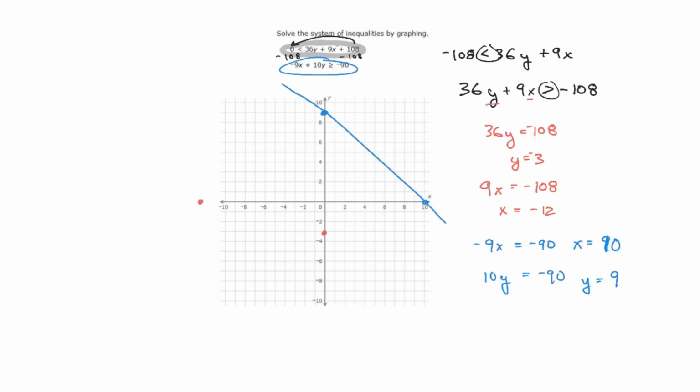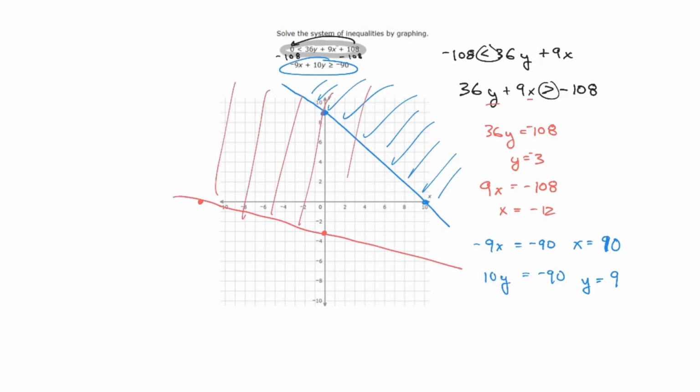Now it is solid because we have the greater than or equal to, and we might have to go back and look at the other one. So I'm shading here. And then for our red line, that's also greater than. I like this one because it has these lines and one is underneath the other, so the solution is above.